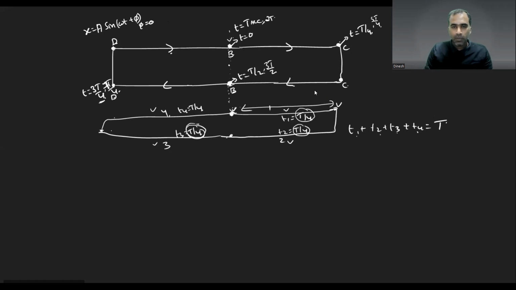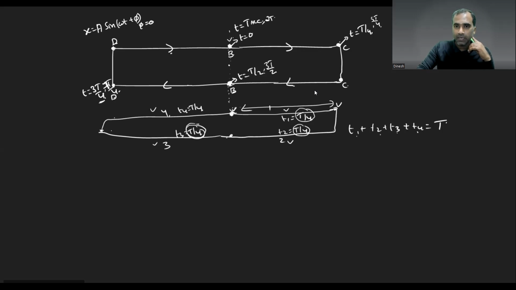Meghna, what is the time taken to go from C to D? T by 2. Very good. One more question for you, Meghna. From C, I am going to B in the positive direction. What is the time taken? From C, I am reaching B in the positive direction. What is the time taken? T by 4. In the positive direction.